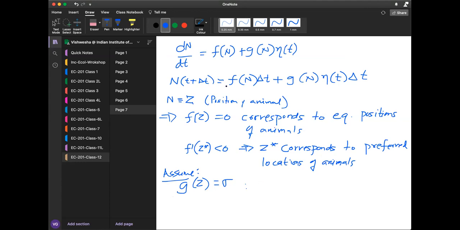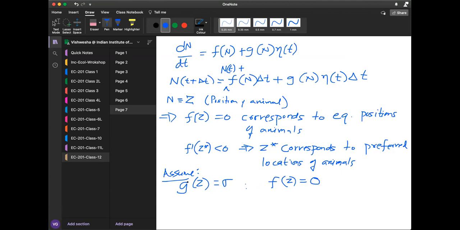In the discretization, I have missed one crucial step. Sorry. N of t plus all of this. Is that fine? So g of z is equal to a constant. Let's assume that there are absolutely no preferred locations of animals, which means f of z is zero throughout all values of z. Are you all fine with this?